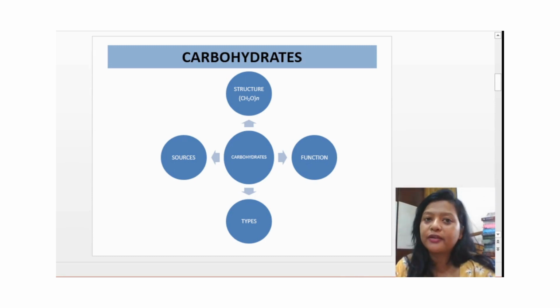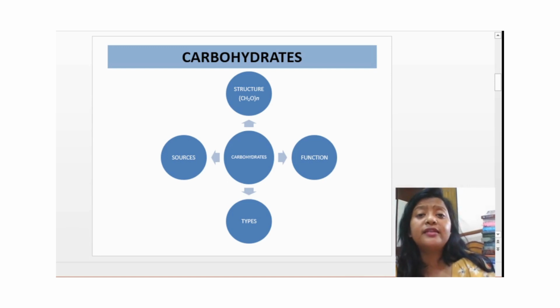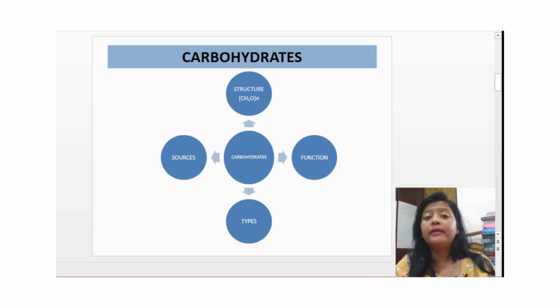So first, let's start with the interesting part. What are the sources of carbohydrates? In our daily life, we consume many foods which are sources of carbohydrates. Very simple ones are that you consume bread, rice, sugar, fruits, vegetables. Also, you consume milk. Even animal products have carbohydrates, such as milk, which contains lactose, which is a disaccharide. So these are the sources of the carbohydrates.